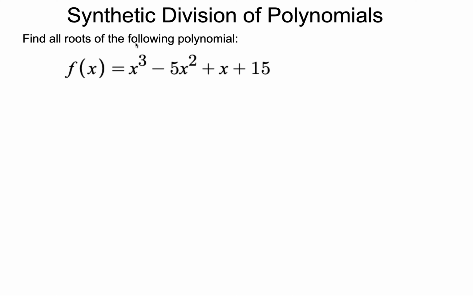Okay, let's take a look at synthetic division of polynomials, and we're going to use it to find the roots of the following polynomial. So if we look here, we've got this polynomial, and we're not really given any other information. So what we need to do is get a root that we can synthetically divide out, and then we'll be down to that root and x squared, and then we can solve the rest of the problem.